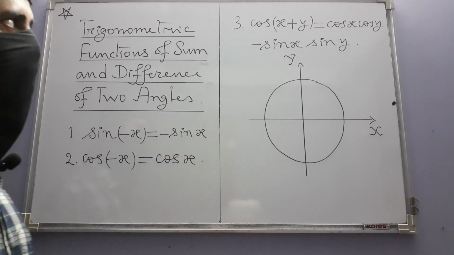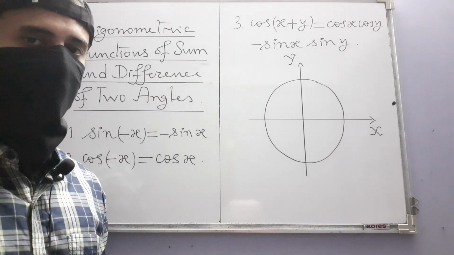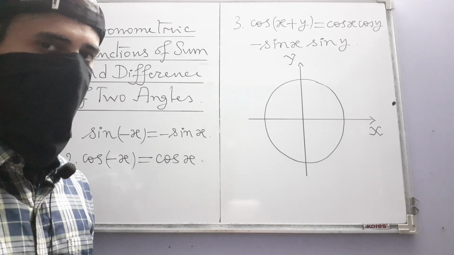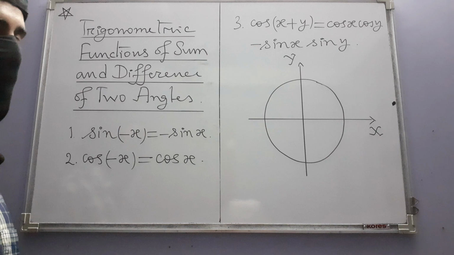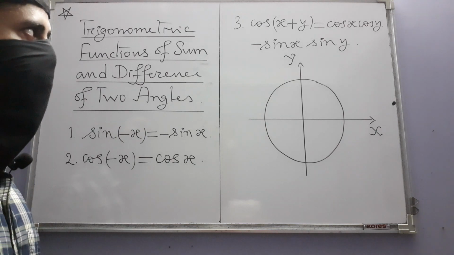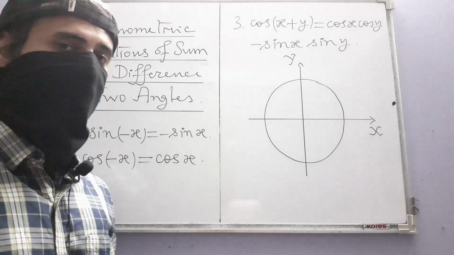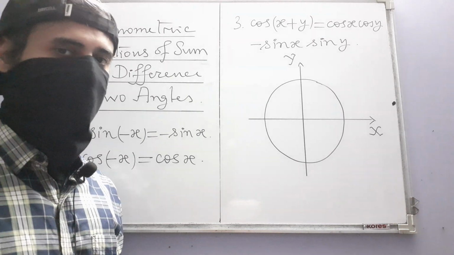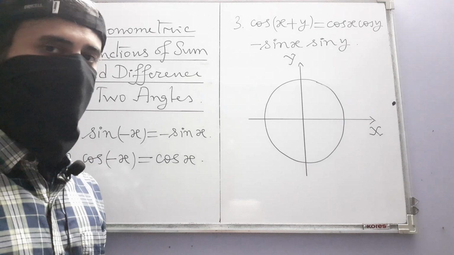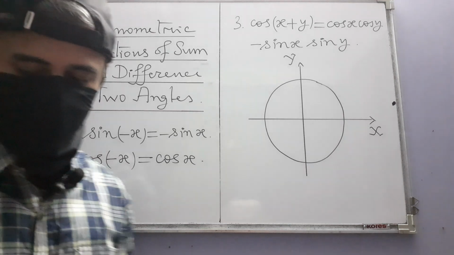So here we see the sum of two real numbers, or you may regard them as angles, because we are talking about trigonometric function values of them. So what is the cosine of x plus y? That is cos x cos y minus sin x sin y. So let's now see how to prove this.